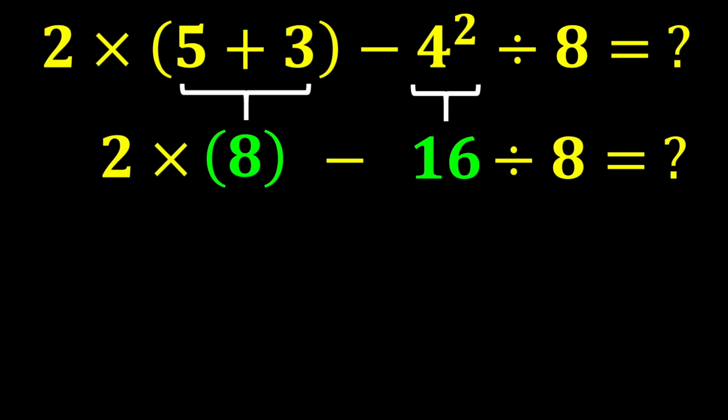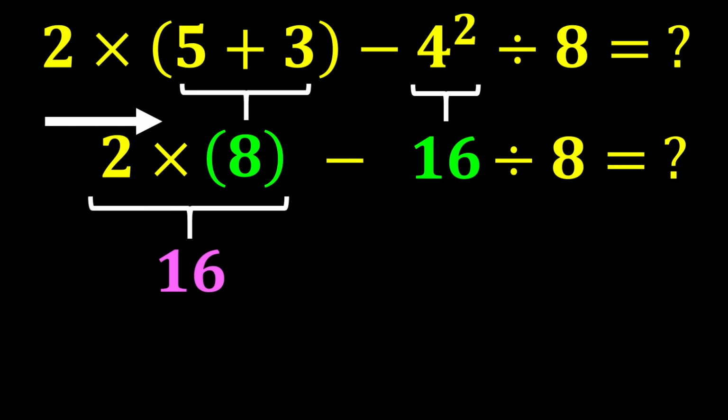In this expression, we have 1 multiplication, 1 subtraction, and 1 division. According to PEMDAS, multiplication and division have higher priority than subtraction. Since multiplication and division have equal priority, we perform them from left to right, whichever comes first. In this expression, we encounter multiplication first. So we calculate 2 times 8, which gives us 16.